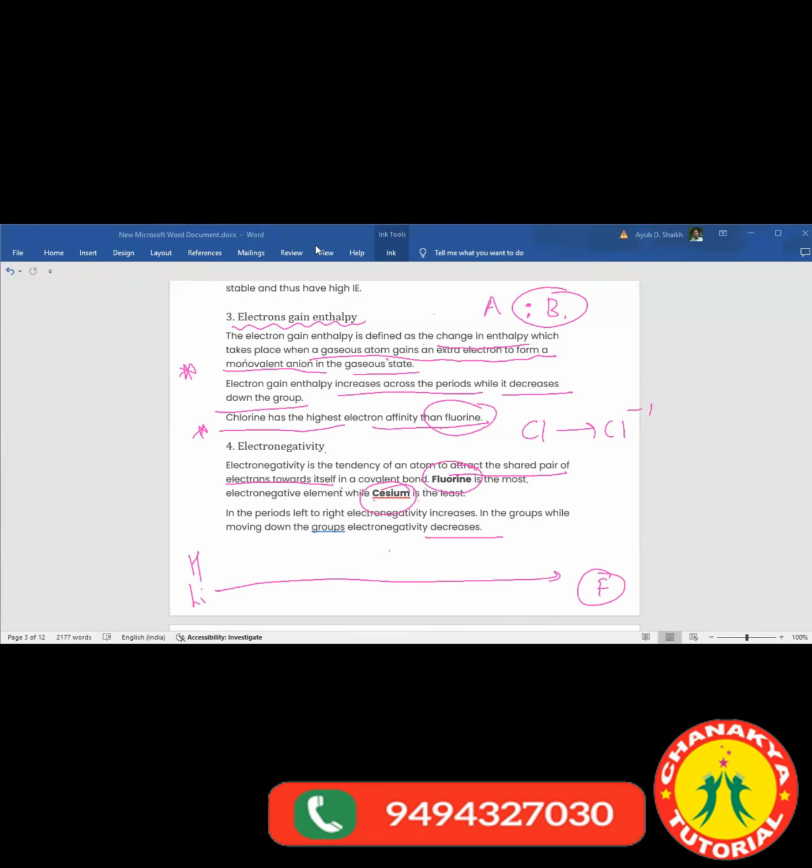I hope all three of you understood the concept of trends in the periodic table. If there is anything else I am supposed to share with you, I will definitely come with new content. But in the next period, we are going to solve a few problems on the basis of this chapter.